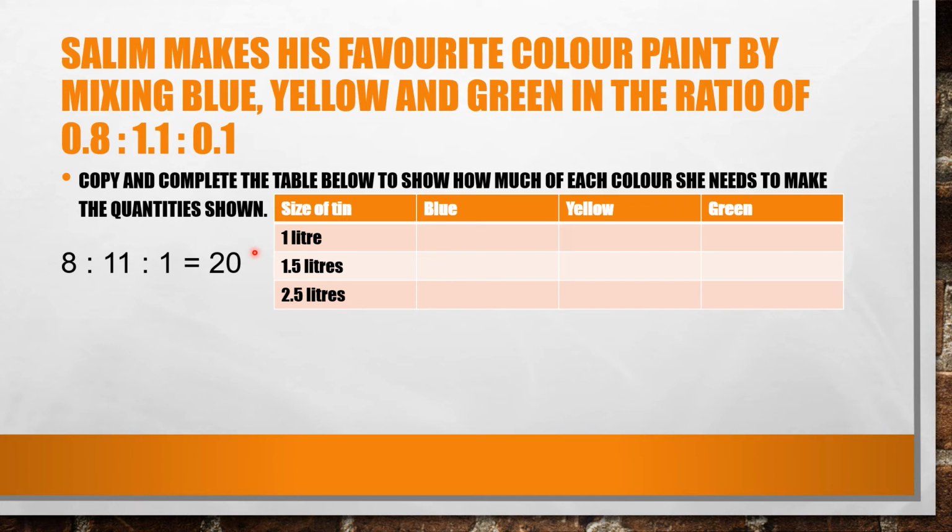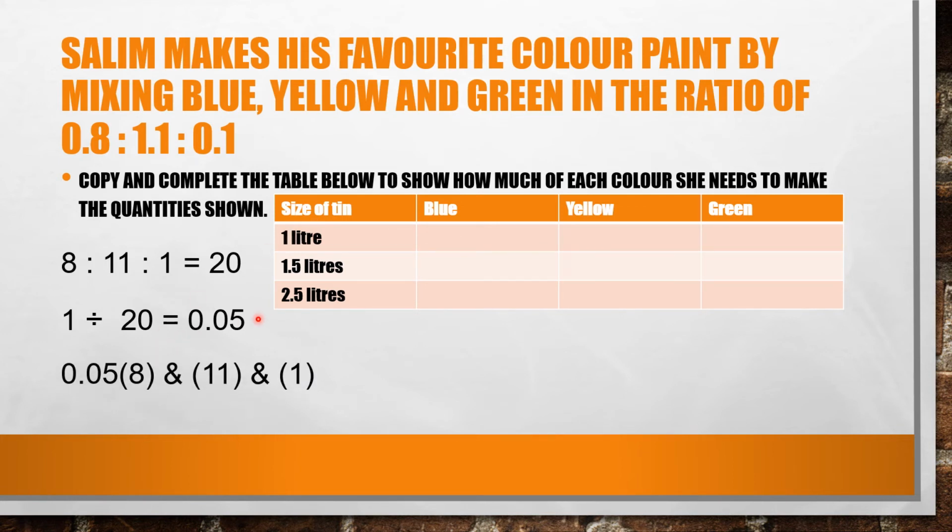And then we divide the quantities here by the total number of parts to find out the value of each part. So we divide 1 by 20 and we get 0.05. Then we multiply 0.05 by the numbers here. So 8 is for the blue, 11 is for the yellow, and 1 is for the green. So we multiply that, and 0.05 multiplied by 8 will get 0.4.